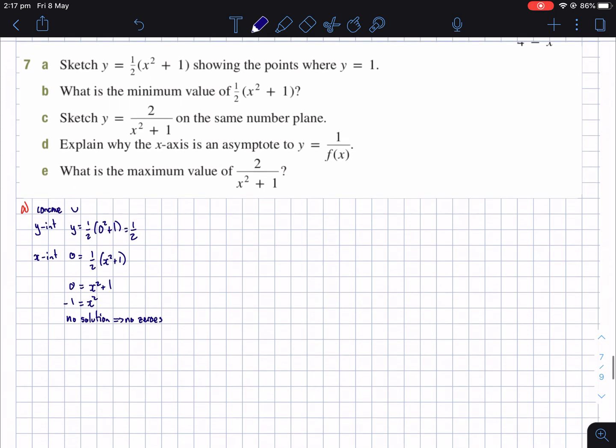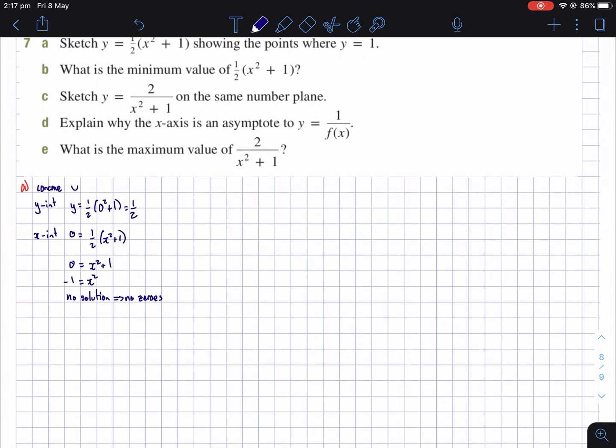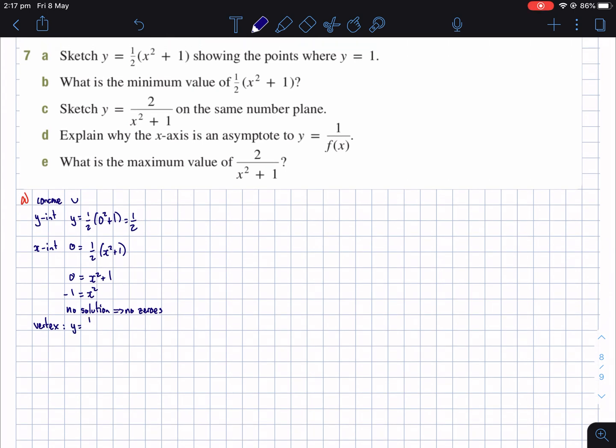Ooh, this is going to be interesting. Now let's find the vertex. We've got y equals half x squared plus 0x plus a half. I've just expanded the brackets and put in 0x to remind myself of the b value. The x coordinate is minus b over 2a, isn't it? So we've got minus 0 over 2 times a half, so it's just 0. So the x coordinate of the vertex is 0, and for the y coordinate, you sub 0 in, we've got a half, 0 squared plus 1, it's going to be a half.